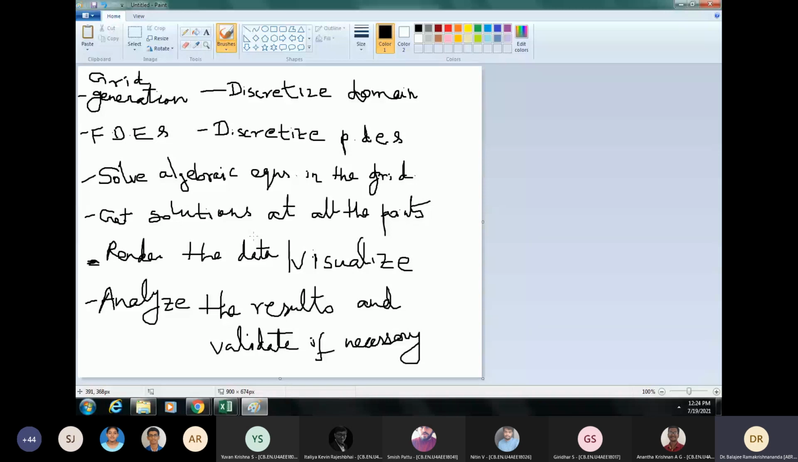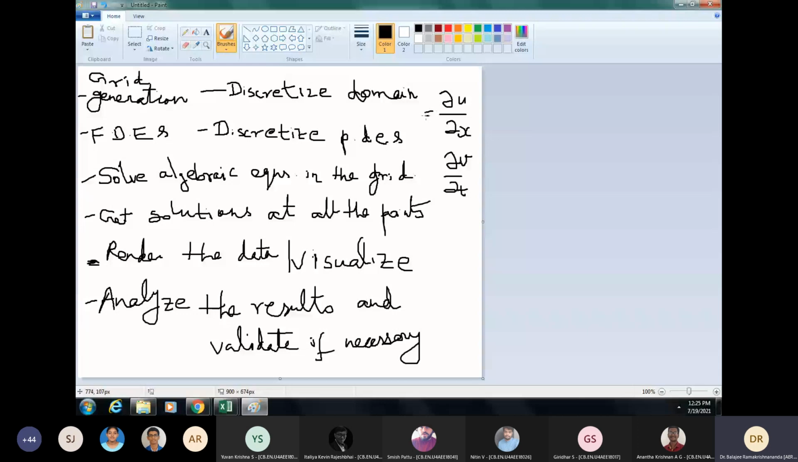Now we have to discretize these also, because if your domain is discretized, you cannot solve PDEs in them. You can solve only algebraic equations. Now the PDEs will have terms like dou u by dou x, etc. Dou v by dou t, and so on and so forth.